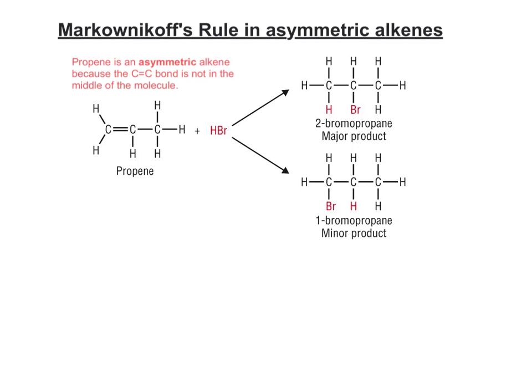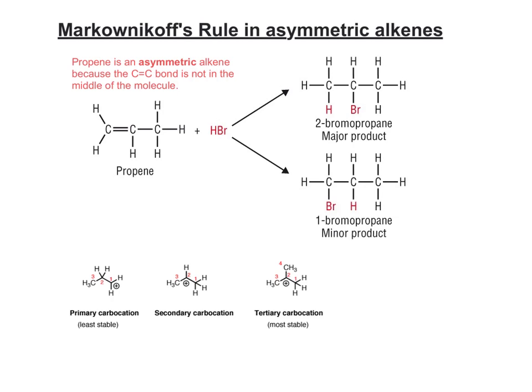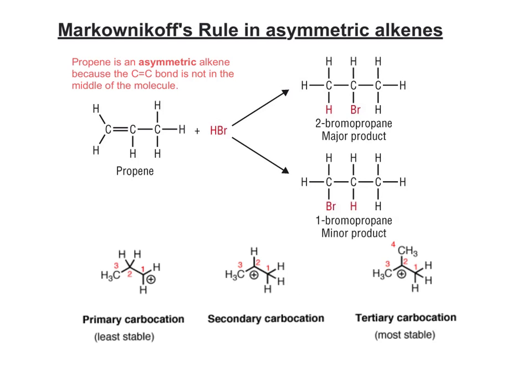And what this has to do with is the carbocation that was formed in this process. So when you look at the carbocations at the bottom, you'll see that the primary carbocation is the least stable, and the tertiary carbocation is the most stable. So why is this? Well, if you focus on where the carbon is actually located, I'm going to make the image a bit bigger, like so.